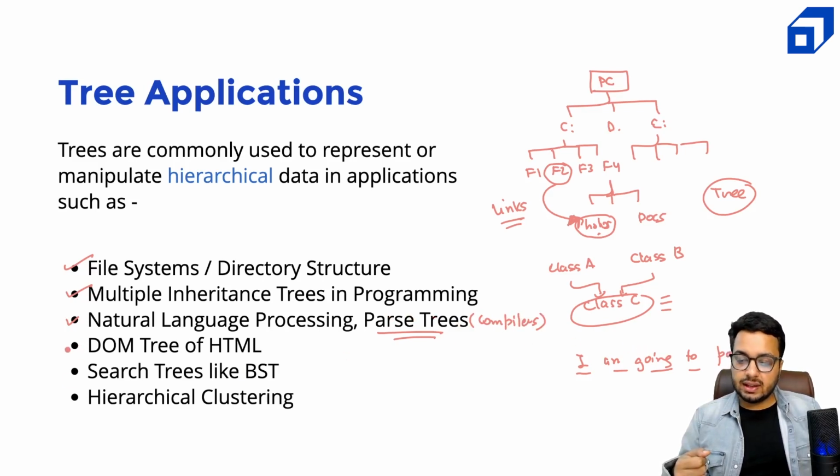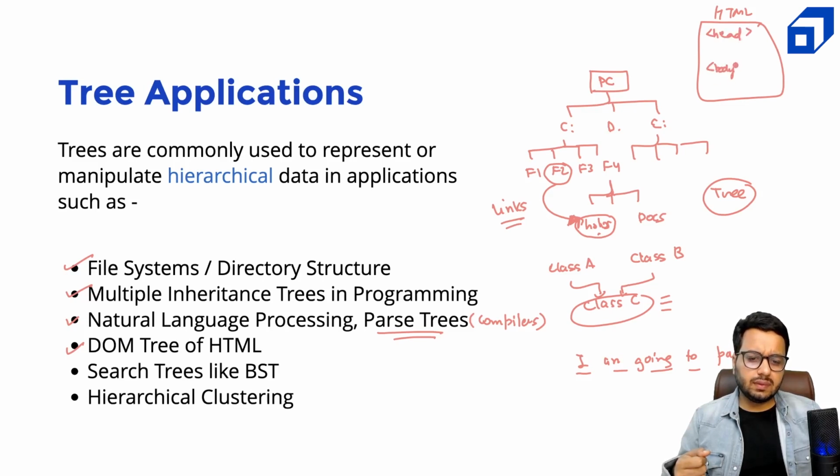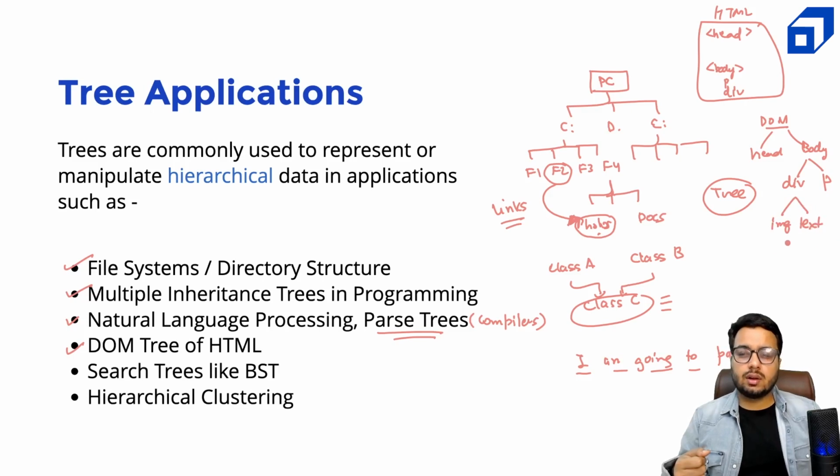Then in HTML there is a DOM tree. Whenever you open up a website, you see there is HTML code. Inside the HTML code there are a lot of tags. There is head, there is body. Inside body there is a paragraph, a div, an image. If you look carefully, this whole document forms a DOM tree. Inside the DOM tree you have head, you have body, then certain elements like div, paragraph, image, and some text.